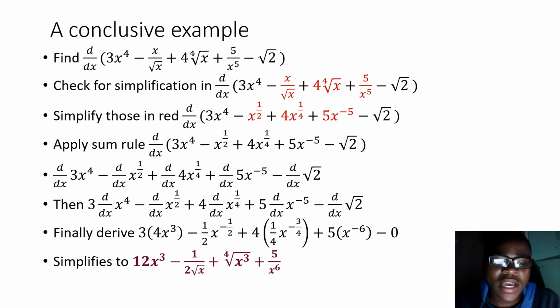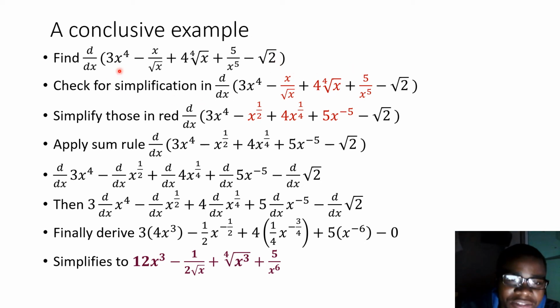Right. In this slide, we will be looking at a conclusive example where we'll be summarizing what we've been doing, the rules that we've been having. So what we're going to do is look at our question, which is: find d/dx of 3x^4 minus x over square root of x plus 4 fourth root of x plus 5 over x^5 minus square root of 2.